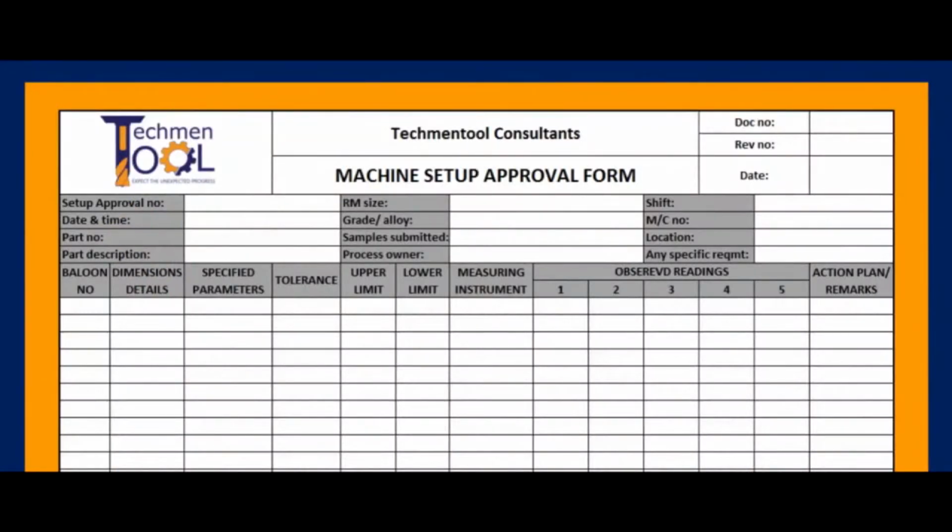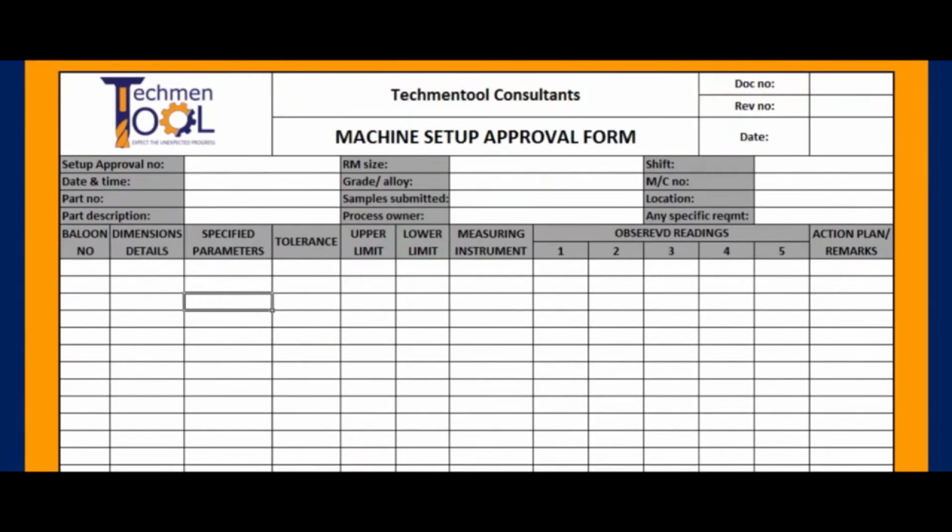It is the sample format for machine setup approval. It includes information about product and machine details, shift and location, sample submitted, parameter, specification, tolerance of the part, measuring instrument details, observation, etc.